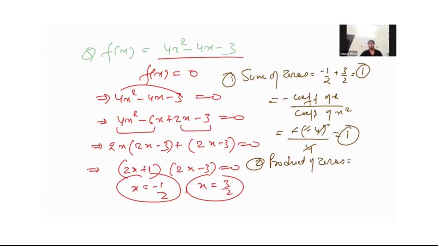Second, the product of zeros. What is the product of zeros? See, the zeros are minus 1 by 2 and 3 by 2. It will be minus 3 by 4. Accordingly, in terms of the coefficients, it will be constant term upon coefficient of x square. What is the constant term given? The constant term is minus 3, and the coefficient of x square is 4. So you will have your answer minus 3 by 4. So this is the relationship between the zeros and the coefficients.